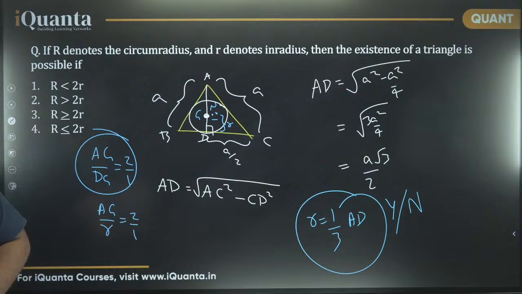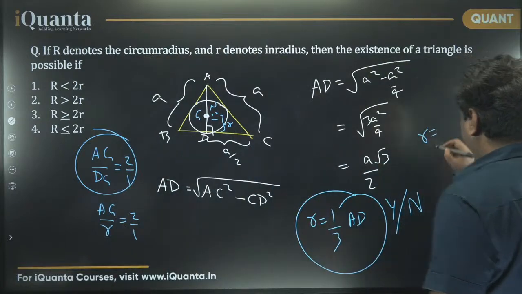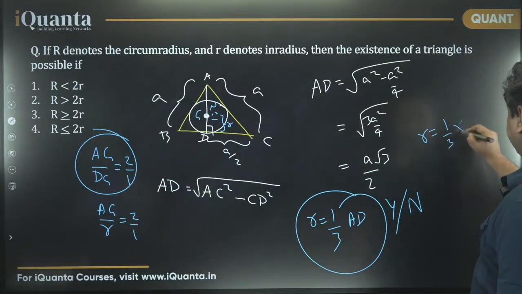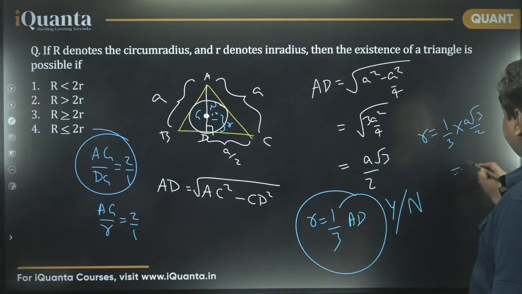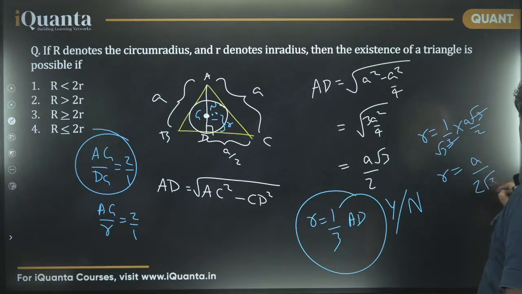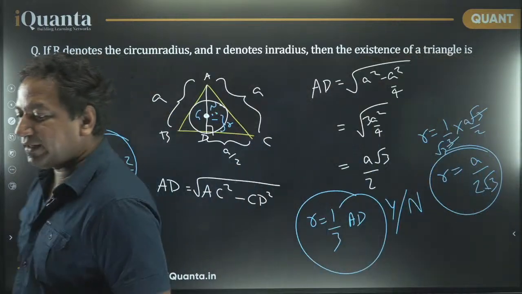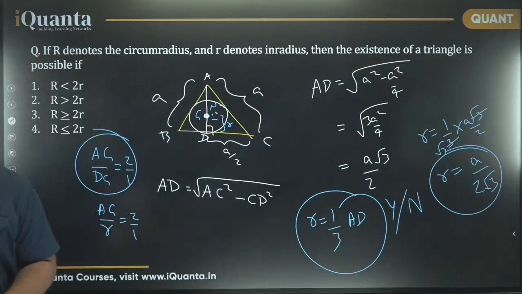I think the things are clear now. 1/3 of AD. So basically, the value of r will be 1/3 times this, A root 3 upon 2, which means root 3 gets cancelled. All I will have is r is equal to A upon 2 root 3. Cool. r is A, the side, upon 2 root 3. That is the inradius for an equilateral triangle. I am waiting. Note these things down.